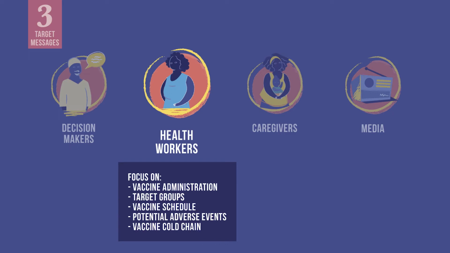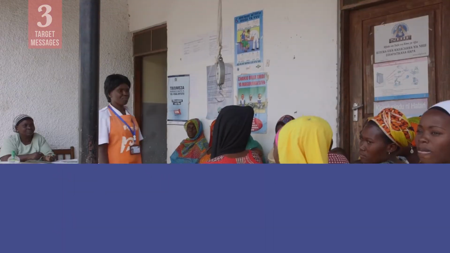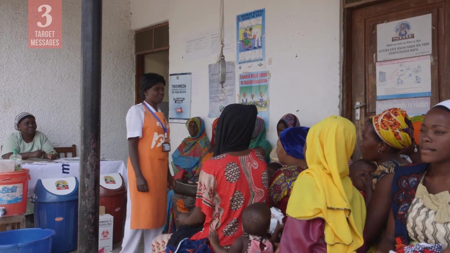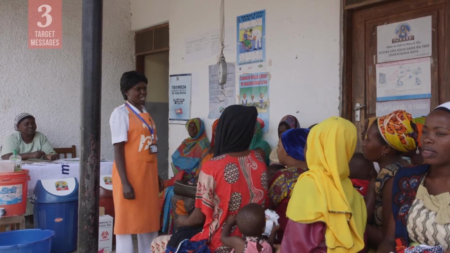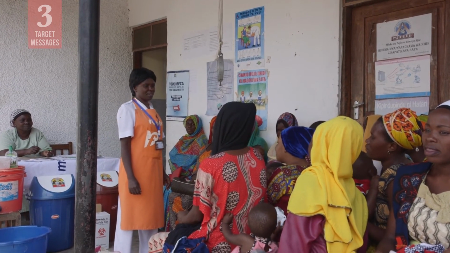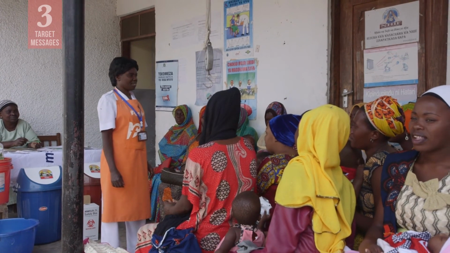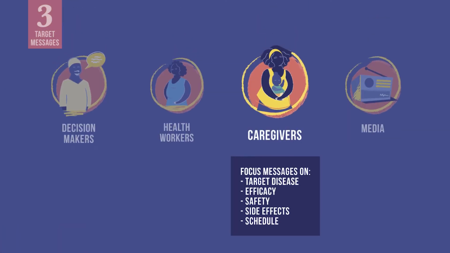Health workers will also need to learn how to administer the vaccine, target groups for immunization, the vaccine schedule, potential adverse events, and how to maintain cold chain for the vaccine. Health workers should be trained to strengthen their communication skills to explain and support the new vaccine in conversation with caregivers. For caregivers, messages should motivate them to bring their children for immunization.